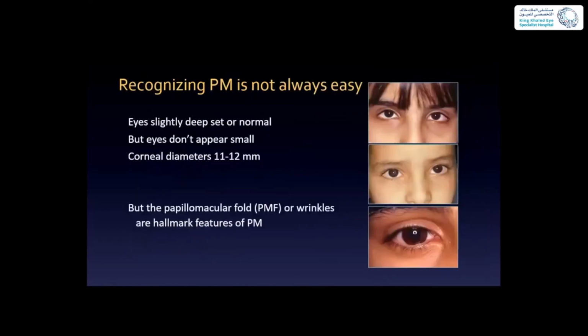And recognizing this condition is not always easy. Patients can have deep-set eyes, but the eyes don't appear abnormal because the anterior segment is of almost normal dimensions, but it's really the papillomacular fold that is the hallmark diagnostic feature. And these folds can come in all shapes and forms that you can see. They can be thick folds, moderate folds, tiny folds, even just superficial wrinkles. And of course, if you're uninformed, then you can think that this is macular edema.